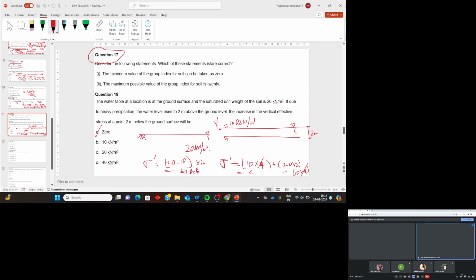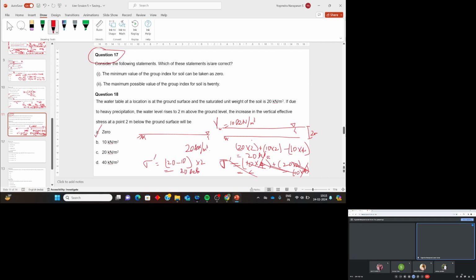Total stress plus 4, sorry, minus pore water pressure. Just a minute. Sorry, 20 into 2 plus 10 into 2 minus 10 into 4. It will be 40 plus 60 minus 40, which will be 20.